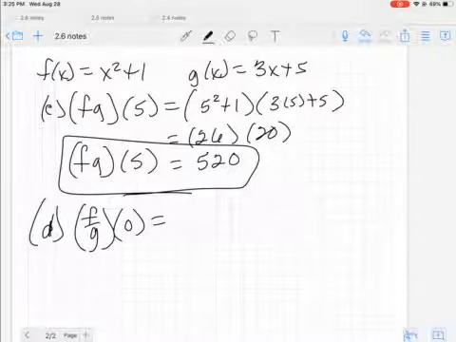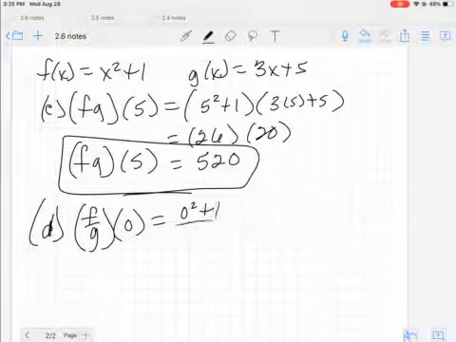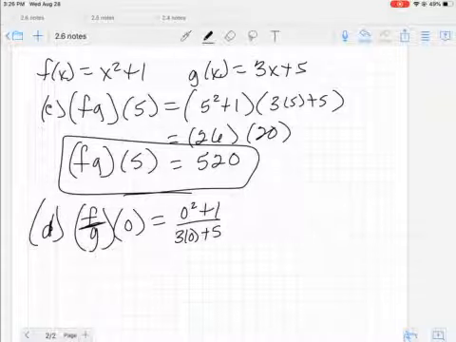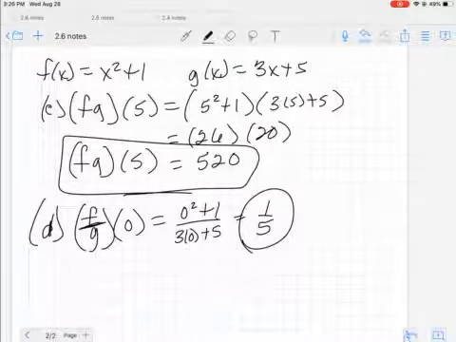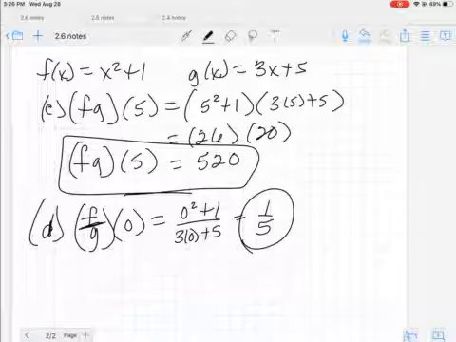So my f of x function will end up being 0 squared plus 1 over 3 times 0 plus 5. Now, just because I'm subbing in a 0 does not put a 0 in the denominator. I actually have a 5 in the denominator, right? So 0 plus 1 is 1, and 0 plus 5 is 5. So my answer is 1/5. I can plug in zeros, that's no big deal. But you just have to make sure that there's no 0 in that denominator. Okay. Cool. Let's try this one on.